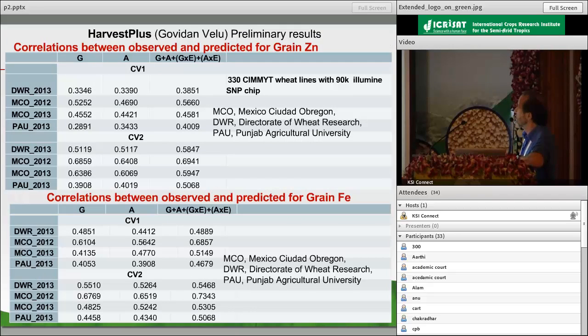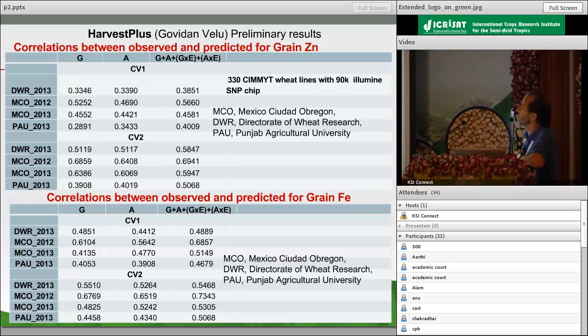In another set of wheat lines run for HarvestPlus, we predicted zinc and iron on the grain. These are the predictions using the norm of reaction model for CV1 and CV2 in these sites: Mexico, Oregon, which is these two in two years, here in India, the Wheat Research Institute, and Punjab. You see that the predictions for these models where we include interaction are relatively good for some sites, and for other sites not that good.